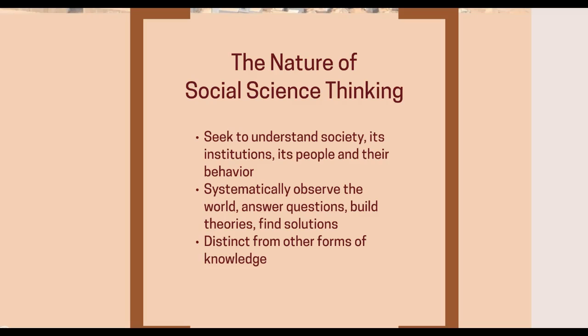Social scientists want to understand society and its institutions, its people, and their behavior, and then try to understand at a deeper level why the world works the way that it does through systematically observing, answering questions, building theories, and finding solutions. Sciences are distinct from other forms of knowledge, particularly in the fact that everything in science is based upon those basic observations. This is something we're going to explore more over the course of the semester through these social science thinking units. And it's something ultimately we'll come not only to understand and appreciate, hopefully, but also be able to critique somewhat as well.